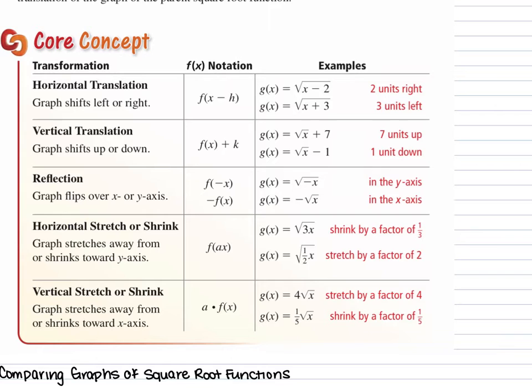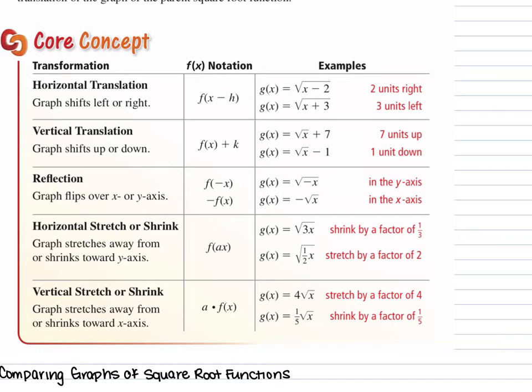We also have reflections with these functions. If you have a negative underneath the radical in front of x, we're reflecting across the y-axis. Remember, it's happening horizontally, side to side. So if you're reflecting side to side, the only axis that it could cross would be the y-axis. If you have a negative in front of the radical, that means that you have a reflection across the x-axis, and it would be reflecting vertically up and down, so it would go across the x-axis.